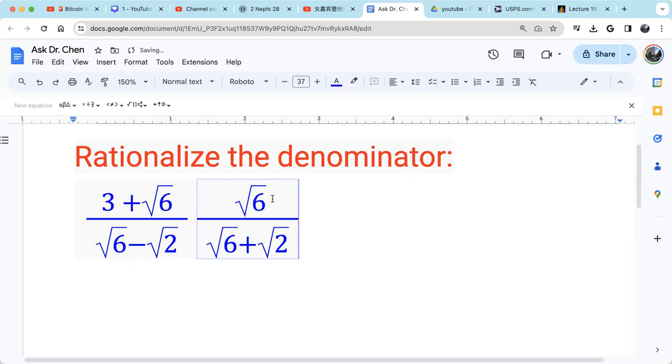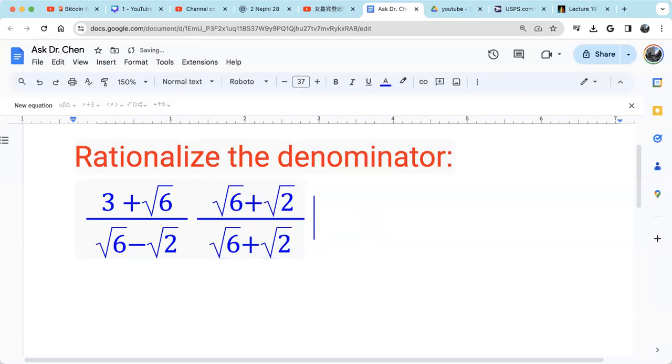So square root of 6 plus square root 2. Basically multiply by 1, right? 1 is a transformer, anything divided by itself. By doing so you see the denominator, when we multiply square root 6 minus square root 2 with square root 6 plus square root 2, there's a difference of two squares. Difference of two squares. So we get, let me use this one actually.